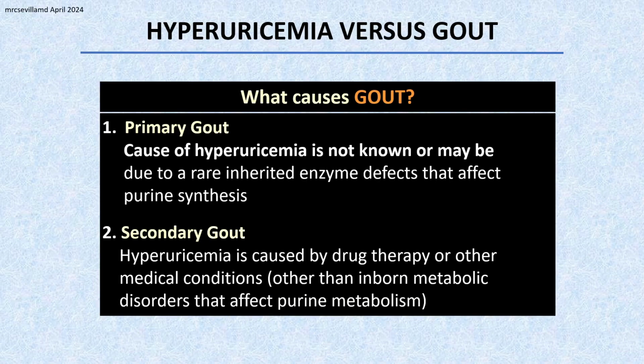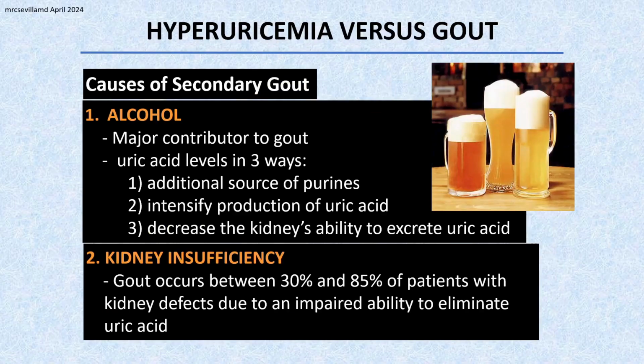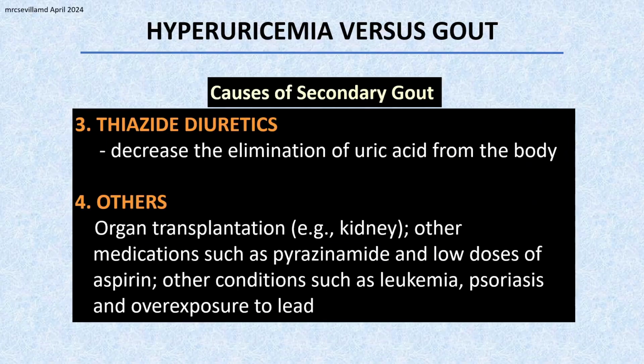Gout is classified into two types: primary, which may be idiopathic or due to an enzyme defect, and secondary, which means that the rise in uric acid levels is due to drug therapy or other metabolic conditions. The most common causes of secondary gout are excessive alcohol intake, renal insufficiency, thiazide diuretics, and other hypermetabolic conditions such as leukemia, psoriasis, or other medications.